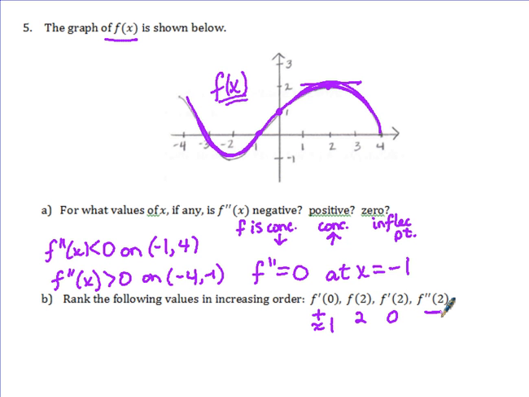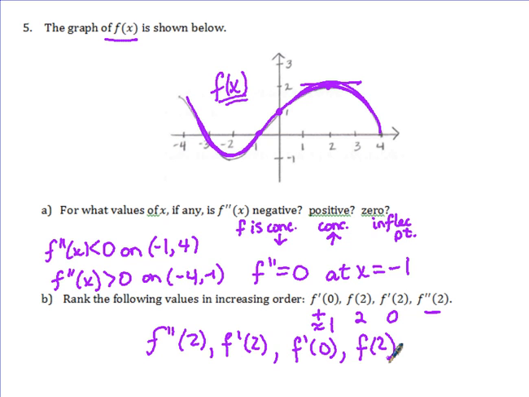So therefore, if I list them in increasing order, the second derivative at 2 must be the smallest because it's negative. The next value would be the slope, first derivative at 2, because it's equal to 0. The next value would be the slope at 0, because we said it was approximately 1. It's certainly less than 2. And so our greatest value would be f of 2.